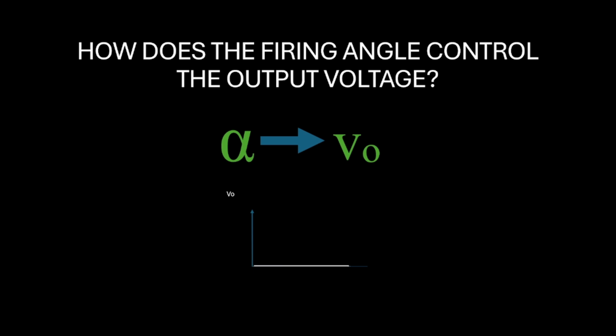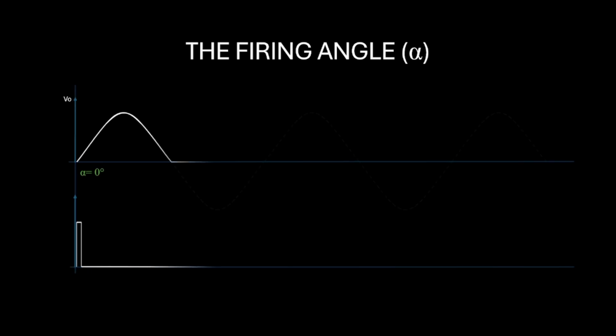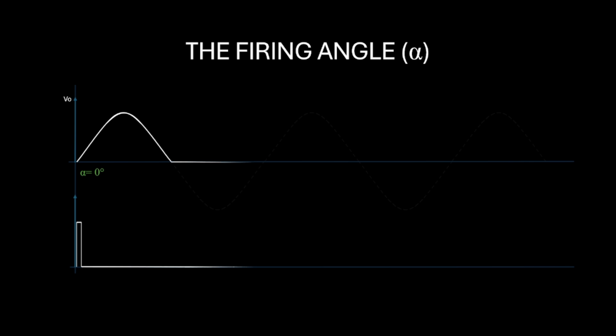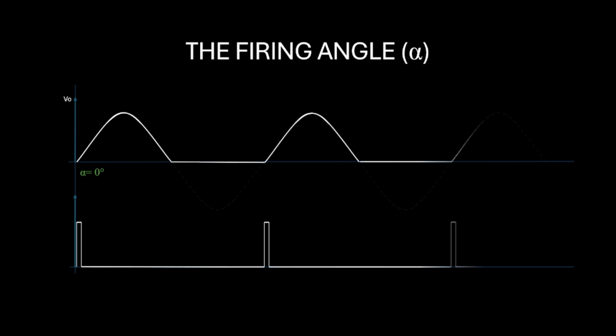Conversely, if we trigger the SCR earlier in the cycle, the output voltage will increase as we give more time for current to flow. Let me show you how this works with different firing angles. Here you can see that when the firing angle is 0 degrees, the SCR conducts for the full cycle. The output waveform follows the input sinusoidal waveform with no delay, allowing the full voltage to reach the load. This means the output voltage is maximized.